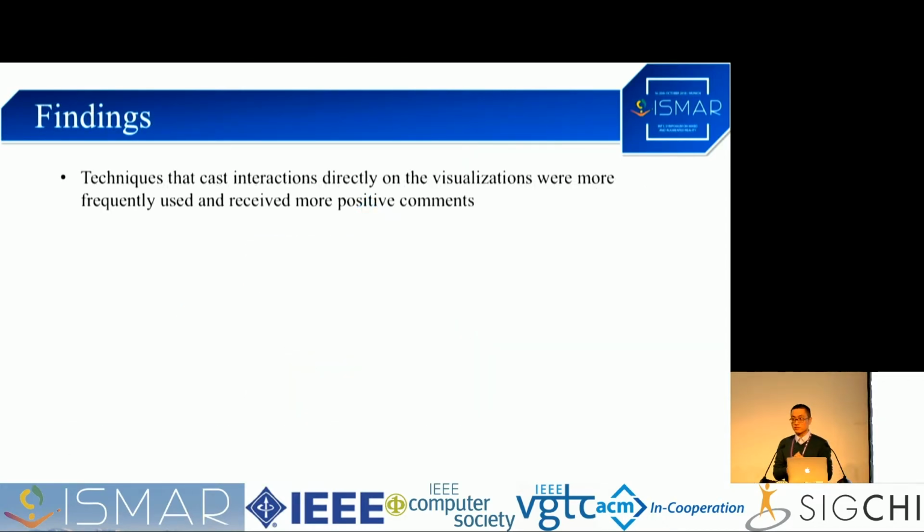So for the ratings on the interaction techniques, I'm sorry that I cannot explain all the techniques in detail due to limitation of time, but for more information, please refer to our paper. And here, what we found is that interaction techniques that cast interaction directly on the visualizations were more frequently used and received more positive comments from participants.